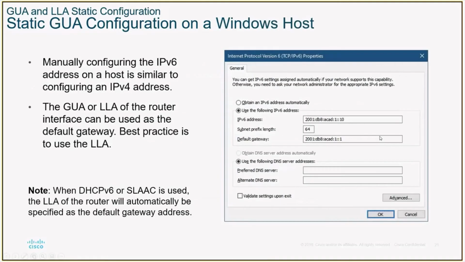Now, of course, on a host, you can do it statically as well. So basically use the following IPv6 address. Again, you can specify it. You can see that there's a double colon there, the prefix length there, and then the gateway for that subnet there. And so apart from the addressing being different because it's IPv6, it's very much similar to IPv4.